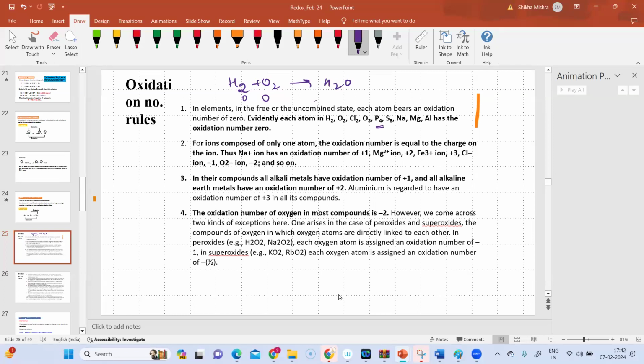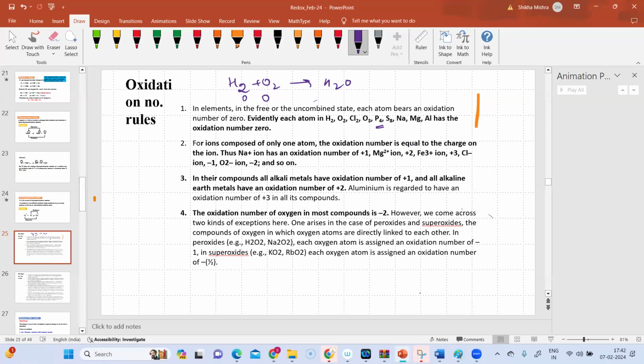Quickly moving on to the next point, which says for ions, it will be equal to the charge. Say, for example, if I have written copper 2+, what will be the oxidation state of copper in copper 2+? It will be +2. If I'm writing copper +1, that will be +1. Is it clear, Ritika?